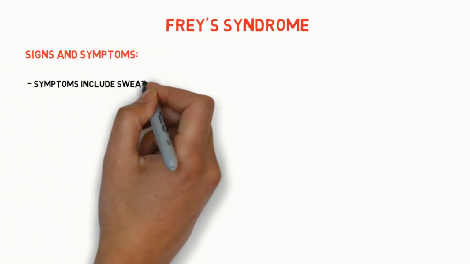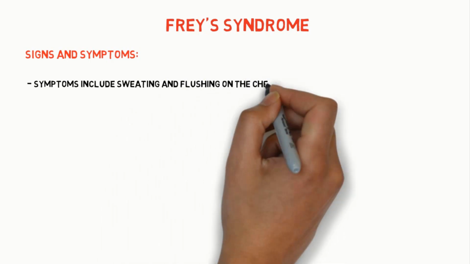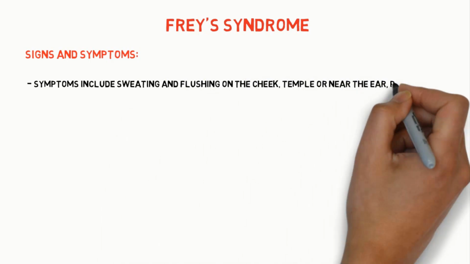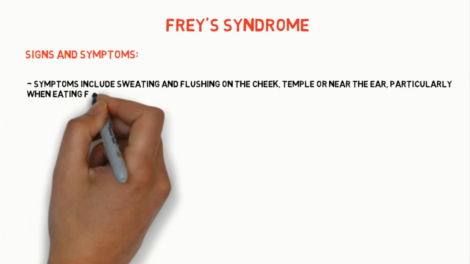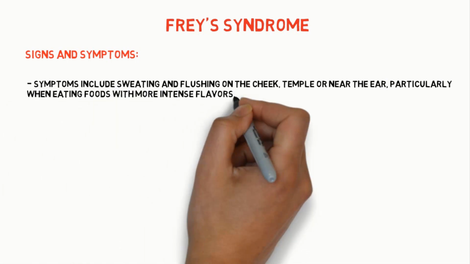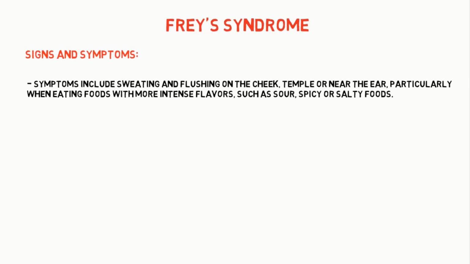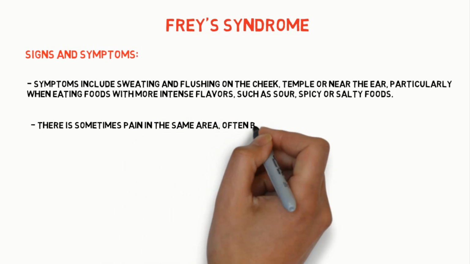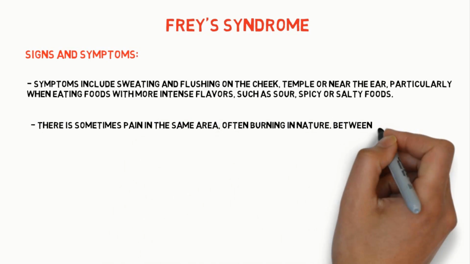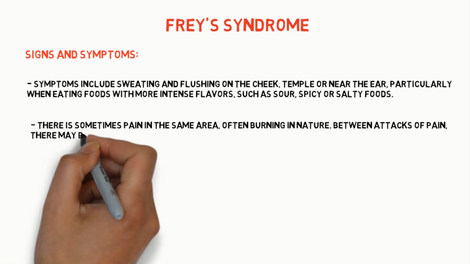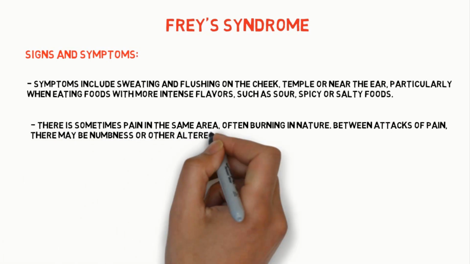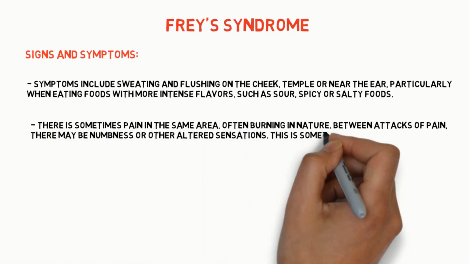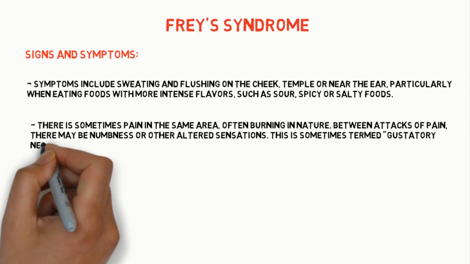Signs and symptoms. Symptoms include sweating and flushing on the cheek, temple, or near the ear, particularly when eating food with more intense flavors such as sour, spicy, or salty foods, which cause excess salivary secretions. There is sometimes pain in the same area, often burning in nature.